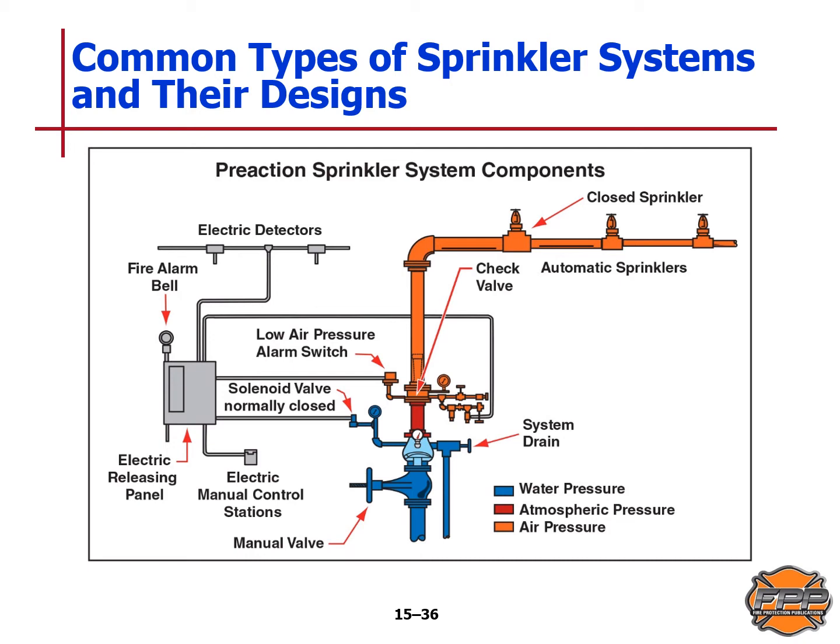Here you see a diagram of a pre-action sprinkler system, and you notice that there's a low air pressure alarm switch. So if that switch drops pressure below a certain point, water is not admitted into the closed sprinkler system.